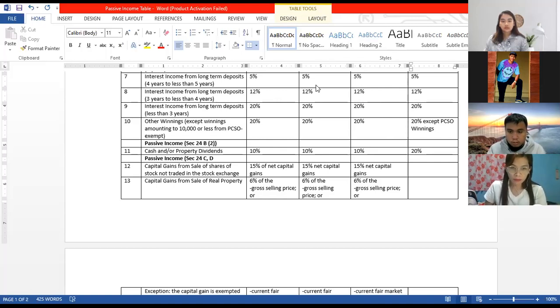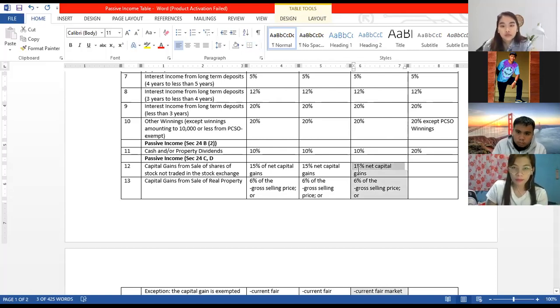Okay. So capital gains realized from sale, barter, exchange of shares of stock in domestic corporations not traded through the local stock exchange, same rule under section 24. So meaning to say 15% of the net capital gains kasi same rule.